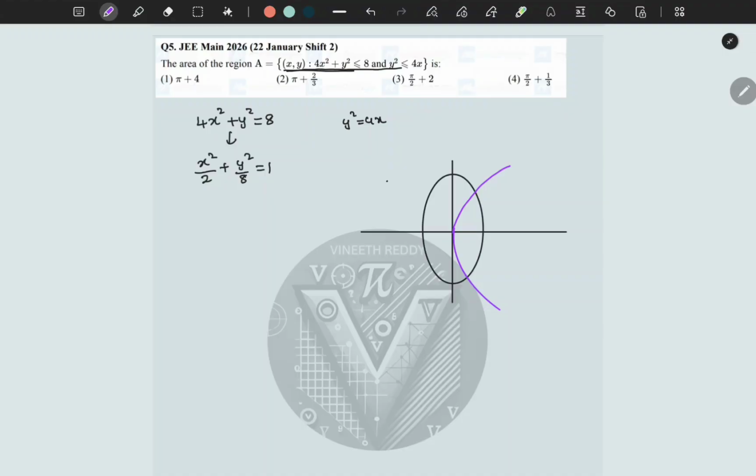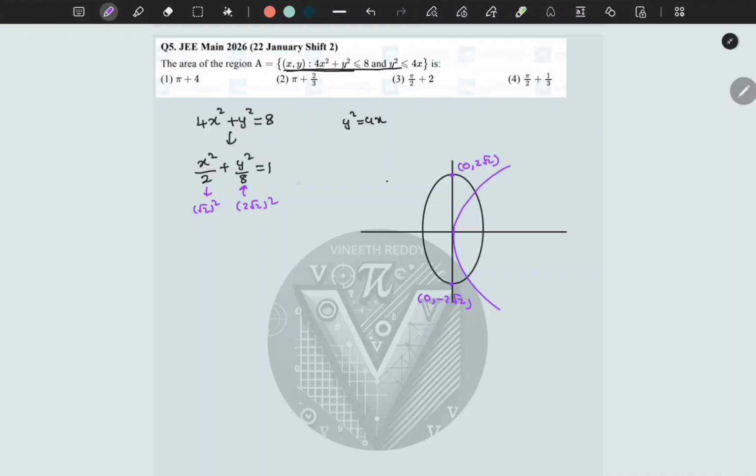So unlike the previous question here, now we need to identify the region first, the area of the region bounded, and then we can apply the integration. For the first part, this should be 0 comma 2 root 2, because this is 2 root 2 whole square and this is root 2 whole square. So this point should be 0 comma minus 2 root 2. I hope you are aware of this.